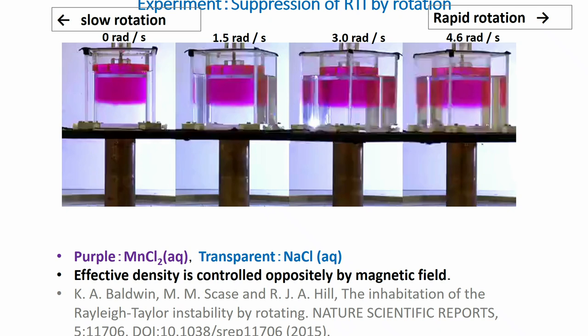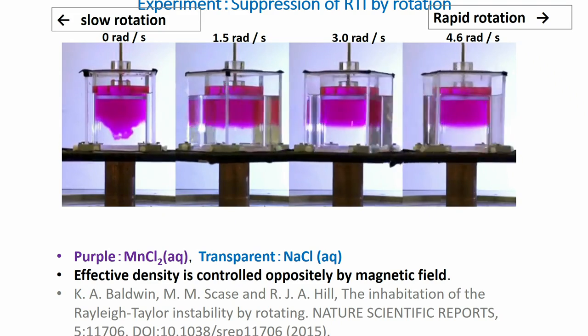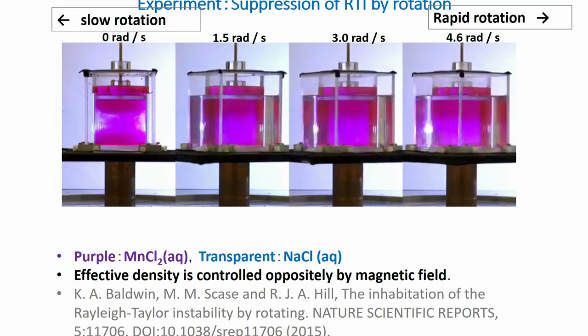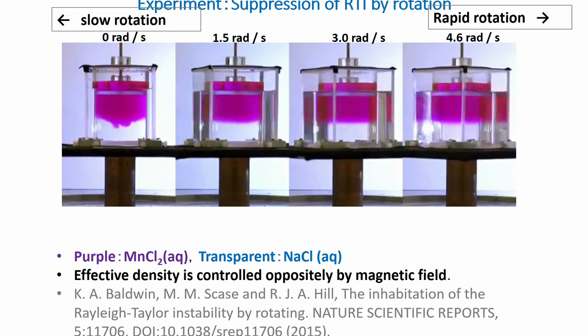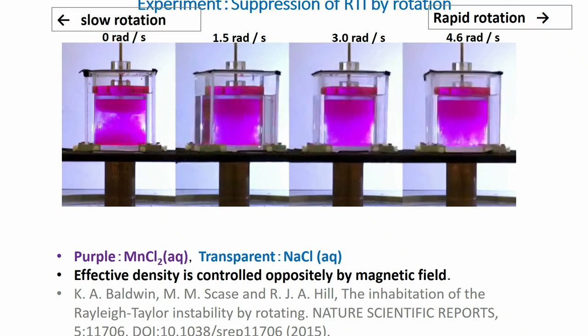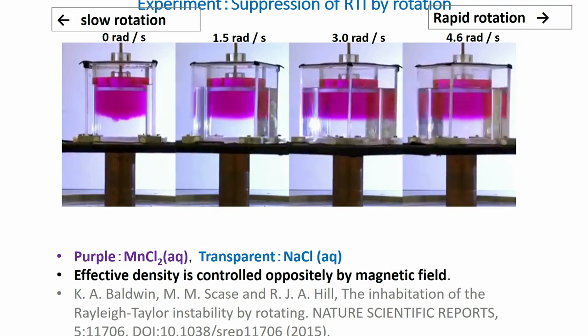This is an interesting experiment made by Skeldon of Nottingham. The rotation speed is zero, and becomes faster. Then by a very ingenious method, they could realize the Rayleigh-Taylor environment. Then for the faster rotation case, instability is delayed. And motivated by this, we consider the mechanism for the stabilization.